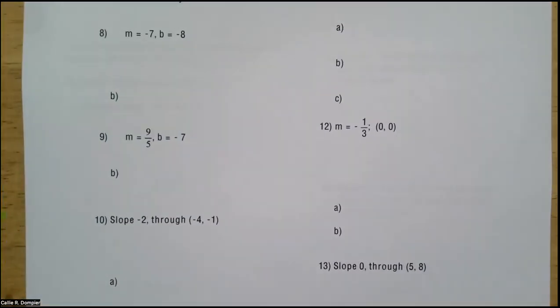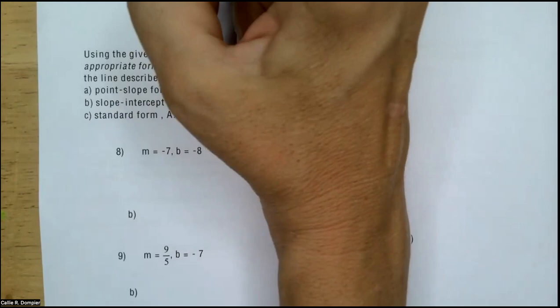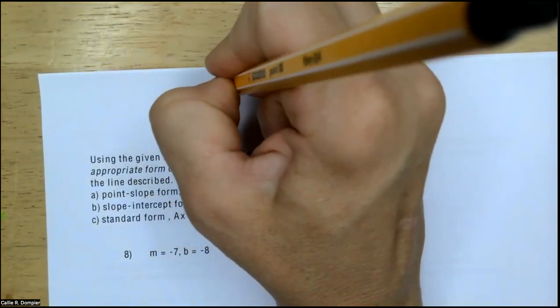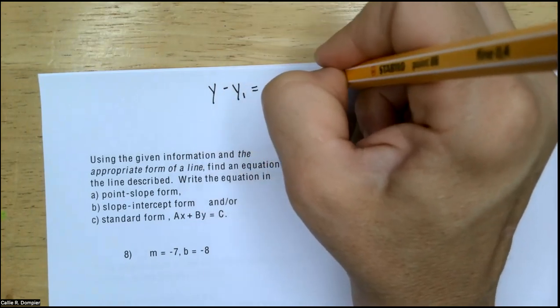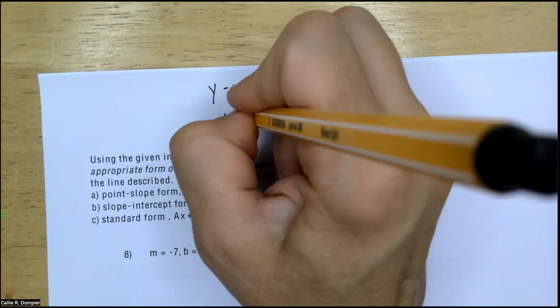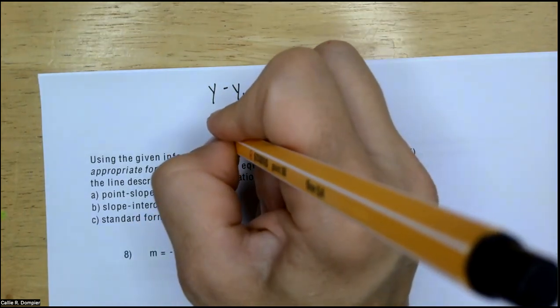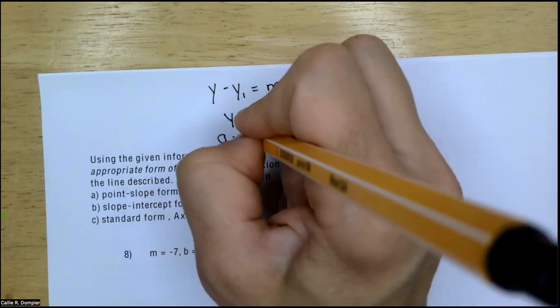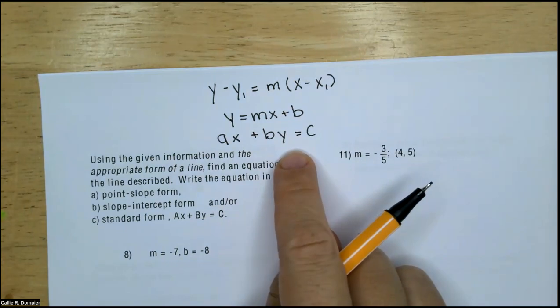Okay, using the given information, write the equation in the appropriate form of a line. So the appropriate forms of a line are point slope form, y minus y1 equals m times x minus x1. Slope intercept form, y equals mx plus b, and then standard form, ax plus by equals c. This one's not going to have any fractions.